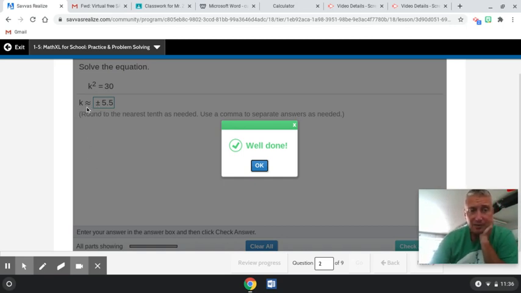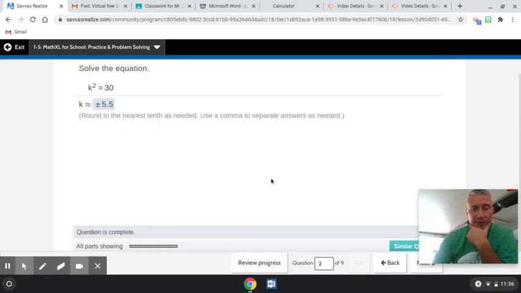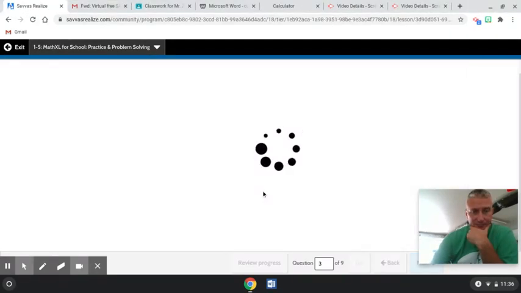This symbol right here is approximately 2. The only reason it's approximately 2 is simply because we don't know the answer to the square root of 30 because it's irrational. It's not a perfect square. All right, let's take a look at another question.